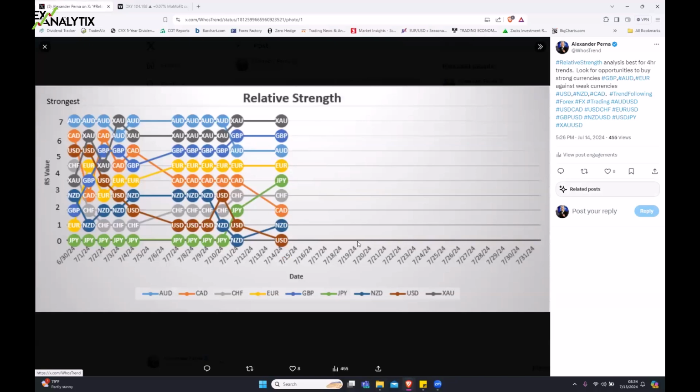When you look at the relative strength just for this month, this chart starts basically the last day of June, so this is just the month of July. You can see that the dollar, starting off as one of the stronger currencies, hasn't been able to hold up. So I do feel with the dollar we're at extreme bearishness right now.